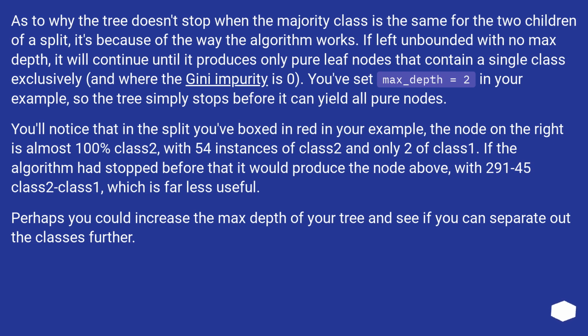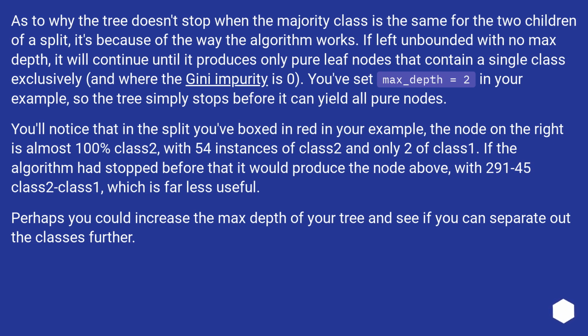As to why the tree doesn't stop when the majority class is the same for the two children of a split, it's because of the way the algorithm works. If left unbounded with no max depth, it will continue until it produces only pure leaf nodes that contain a single class exclusively, and where the Gini impurity is 0. You've set max_depth equals 2 in your example, so the tree simply stops before it can yield all pure nodes.